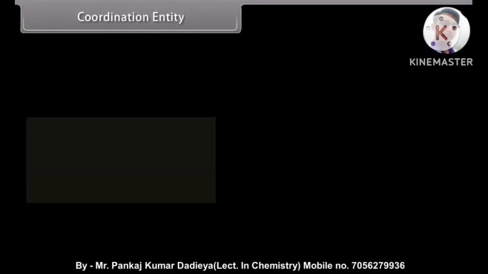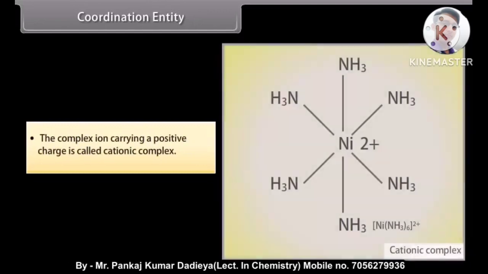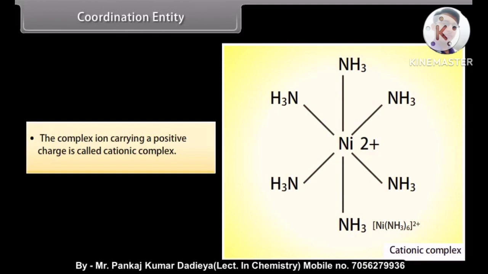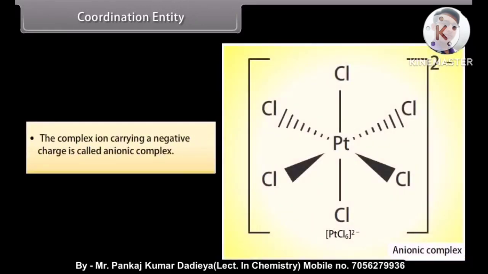Coordination entity. A complex ion is an electrically charged radical or species carrying positive or negative charge in which the central atom or ion is surrounded by a suitable number of neutral molecules or negative ions. For example, [Co(NH3)4Cl2]. The complex ion carrying a positive charge is called cationic complex. For example, [Ni(NH3)6]2+.